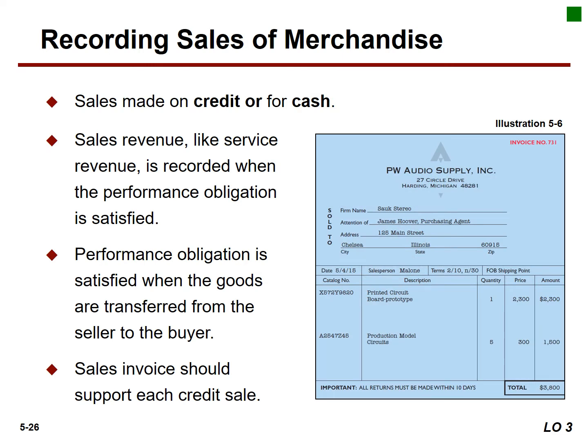Okay, let's look at how a business who keeps track of their inventory under a perpetual system would record the sale of merchandise inventory. This, to PW Audio Supply, is considered to be a sales invoice. Again, it's going to show total amount of inventory that has been sold. Again, this is the same invoice that the purchaser received, and they consider it a purchase invoice.